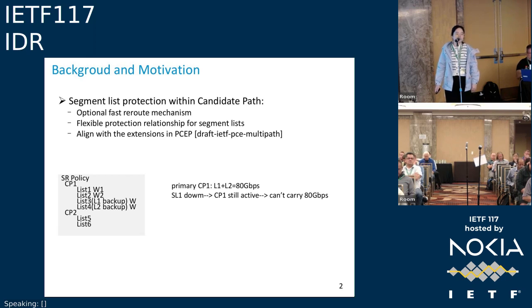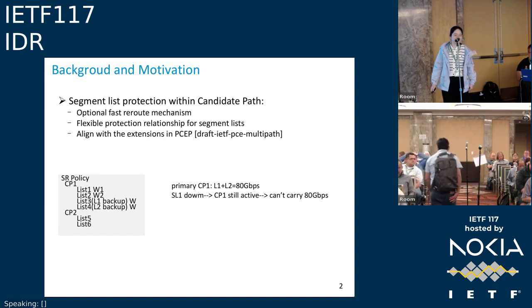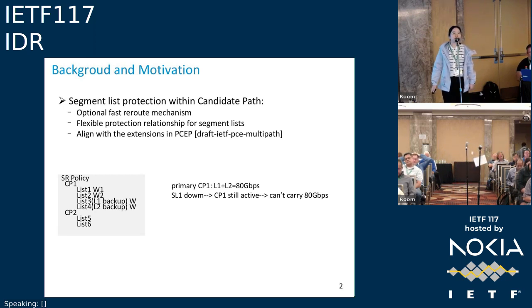Gbps, and if segment list 1 goes down and CP1 is still active, it can't carry the bandwidth of 80 Gbps. So if there's a backup list, for example segment list 3 for list 1, it can take over after segment list 1 fails. So this candidate path can still fulfill the requirement.